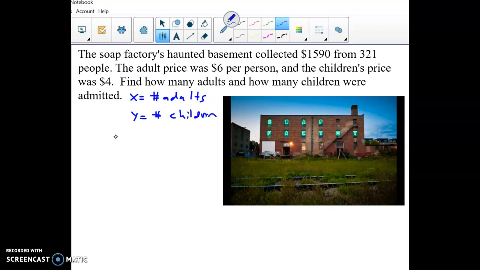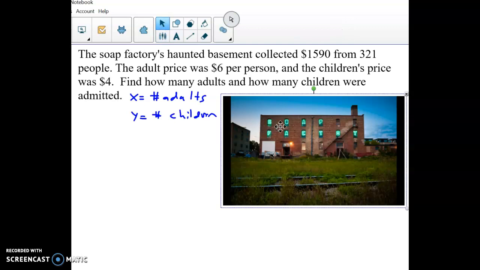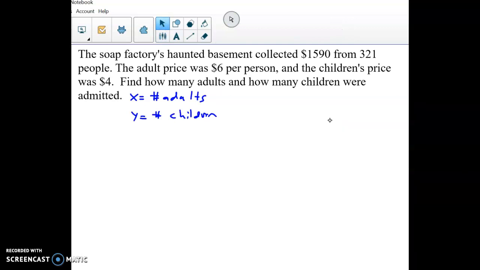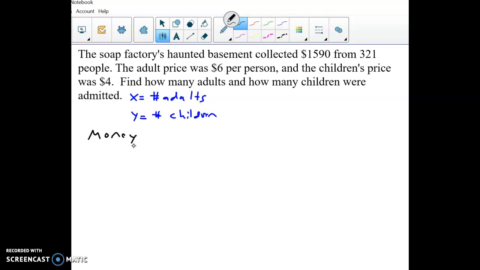Okay, and so as far as to get the equations, I'm going to get rid of this thing quick, soap factory, just to save some space. Okay, so one of the equations involves money, and that's usually the easier one, right? So if it's $6 per adult and $4 per child, we know that the total came out to be $1,590. Okay, and then the other equation is the harder one, and it involves just the tickets that we sold.